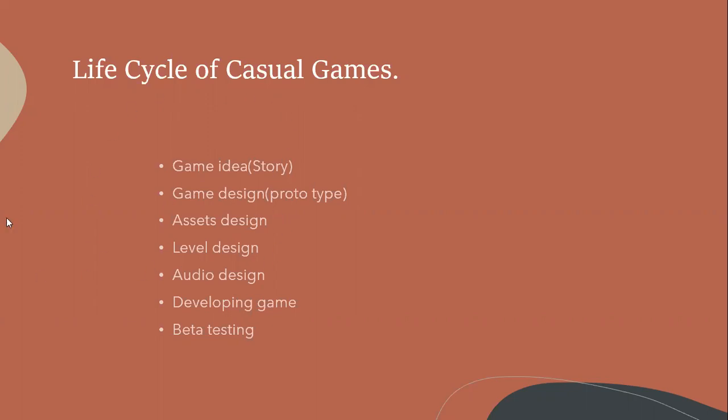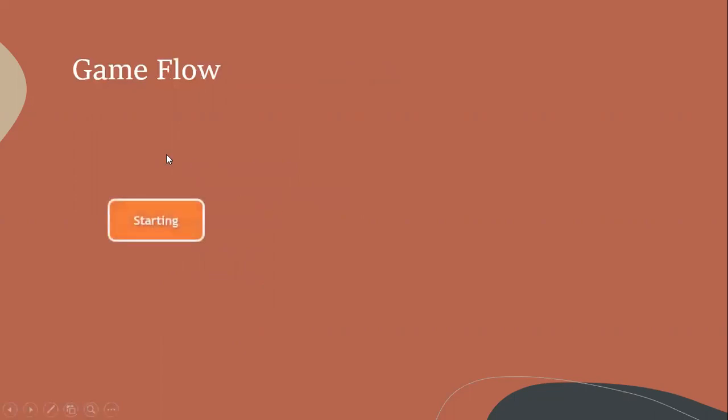So these are the steps you need to follow. You need to start with the game idea, the game designing part. Then you also need to come up with the assets design, graphic design, level design, then developing the game, and the game testing.